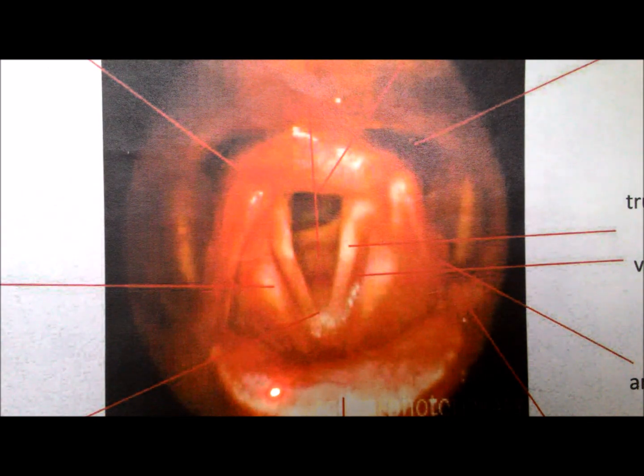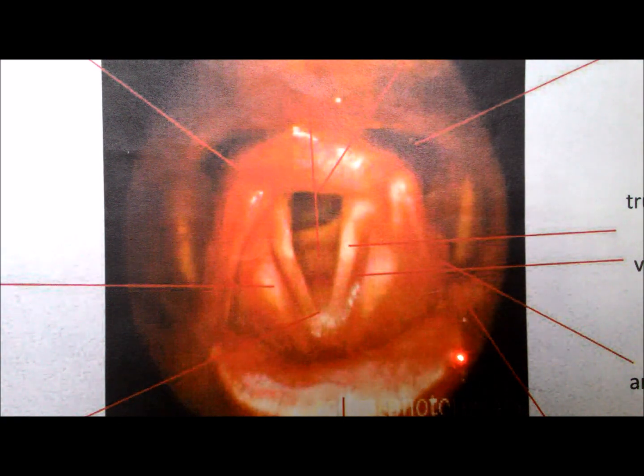I'm going to start with the epiglottis. The epiglottis should invert to meet the arytenoid cartilage to protect the airway entrance. Behind the epiglottis, we have the tongue base. The tongue base should retract during swallow to meet the posterior pharyngeal wall.